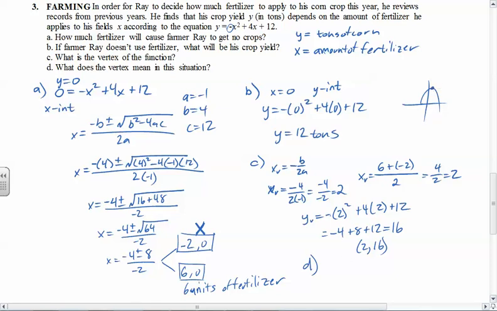Now what does this say? Well, x is 2, so x is the amount of fertilizer. So for 2 units of fertilizer, we get a maximum yield of 16 tons of crops.